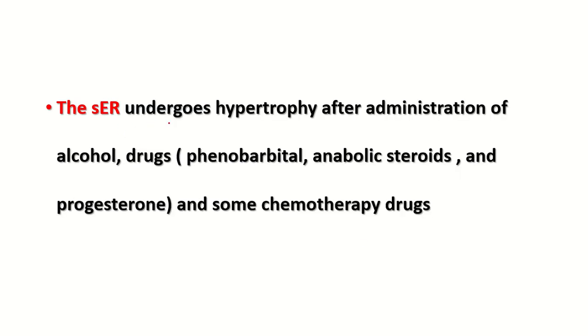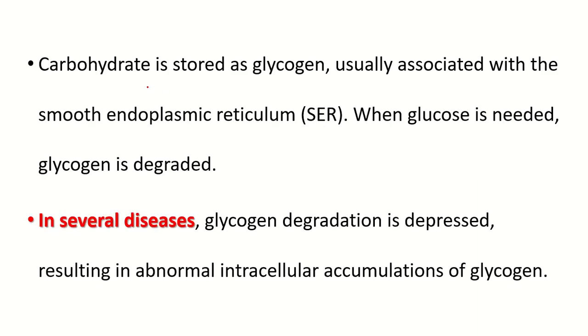The smooth endoplasmic reticulum undergoes hypertrophy after administration of alcohol and drugs, for example phenobarbital, anabolic steroids, progesterone, and some chemotherapy drugs. Carbohydrate is stored as glycogen, usually associated with the smooth endoplasmic reticulum. When glucose is needed, the glycogen is degraded. In several diseases, glycogen degradation is repressed, resulting in abnormal intracellular accumulation of glycogen.